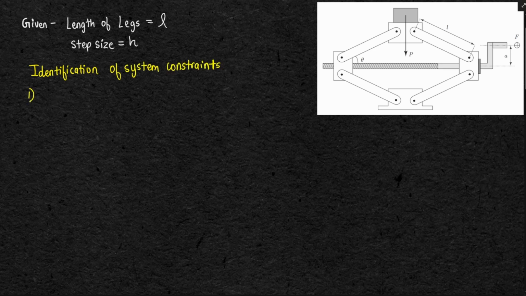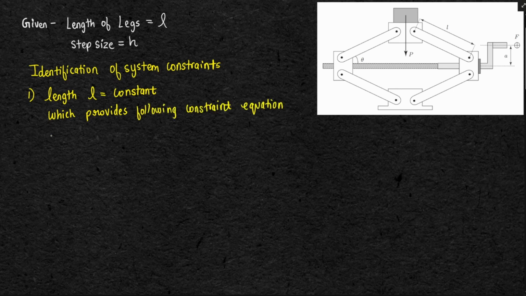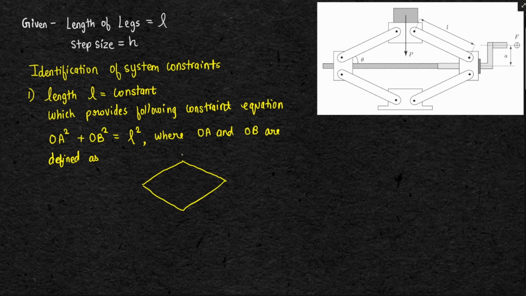So let's write down what's given in the question. Length of leg is equal to L and step size is h. We can see that length L remains constant during the change of height of the wheel jack, which provides us with the following constraint equation. OA squared plus OB squared equals L squared, where OA and OB are defined as the points at the end of each leg as shown in the figure.